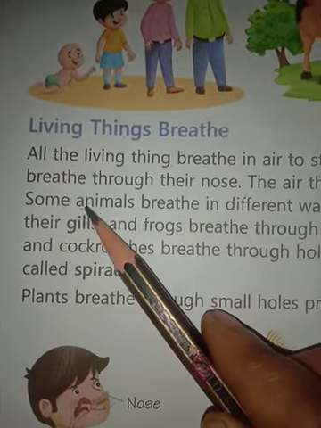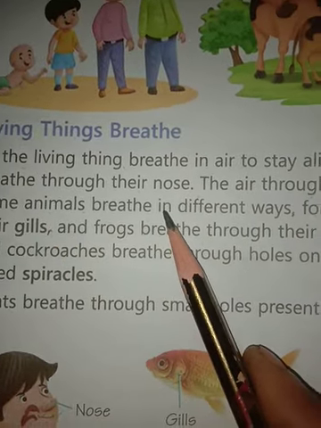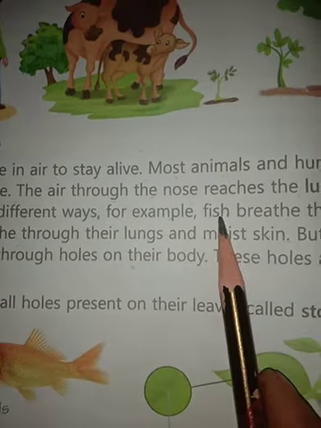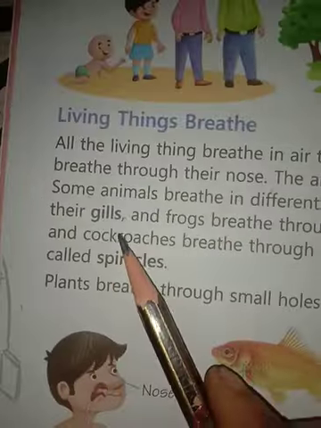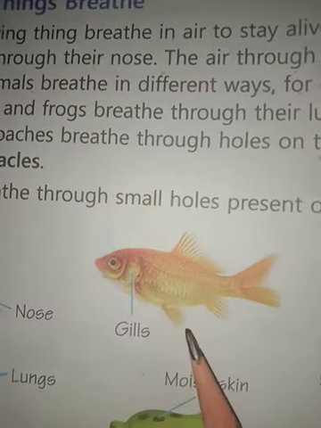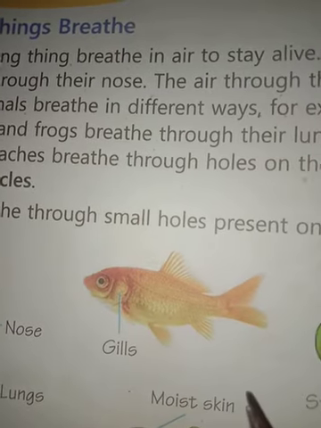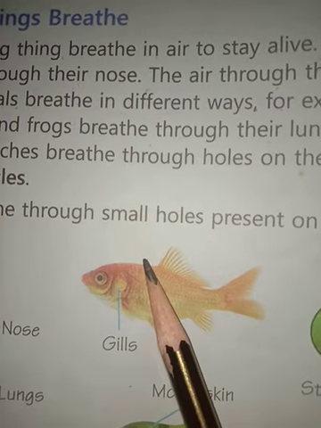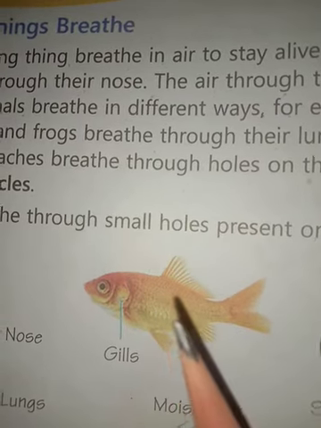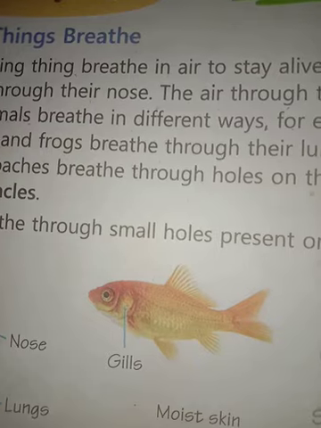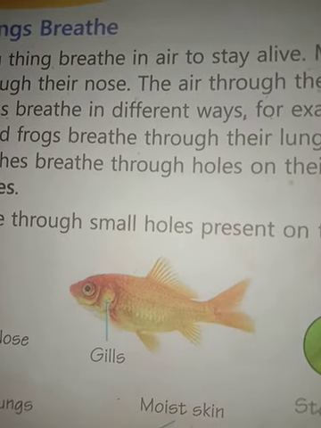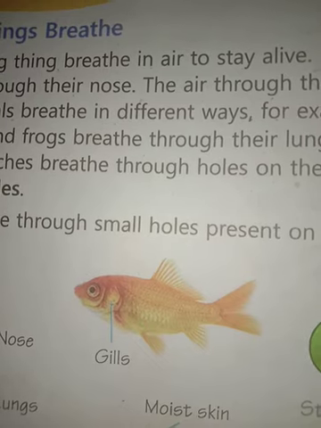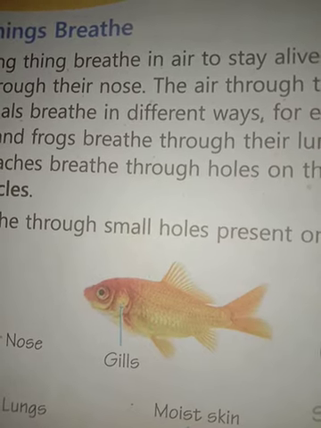Now, some animals breathe in different ways. For example, fish breathe through their gills. So student, fish breathe with their gills and they need a constant supply of oxygen. Many fish have 4 pairs of gills while sharks may have up to 7.